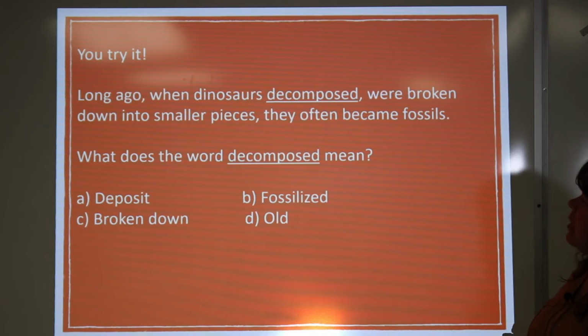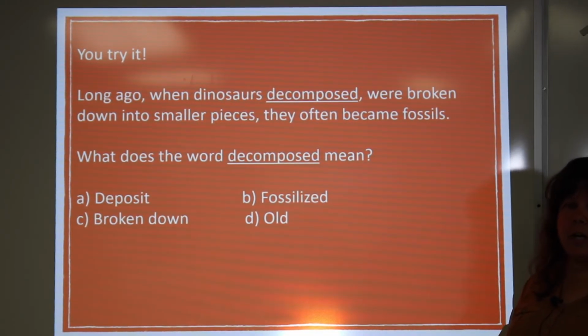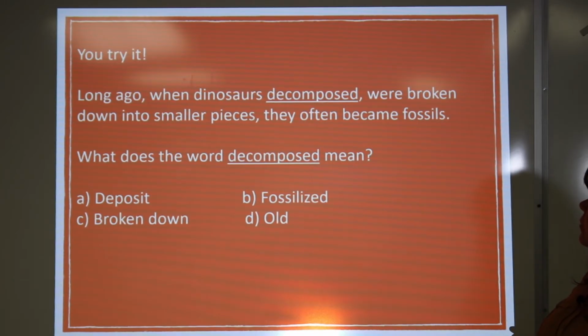You try it. Long ago, when dinosaurs decomposed, were broken down into smaller pieces, they often became fossils. What does the word decomposed mean? Somewhere in there is the definition of decomposed. So would it be A, deposit, B, fossilized, C, broken down, or D, old?